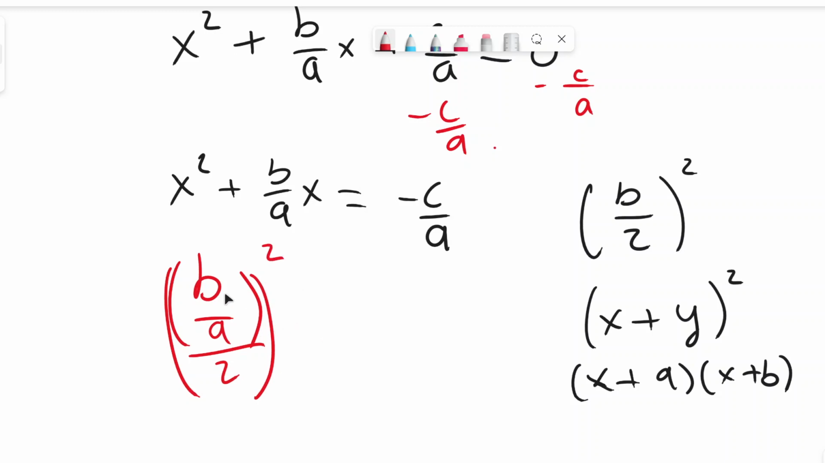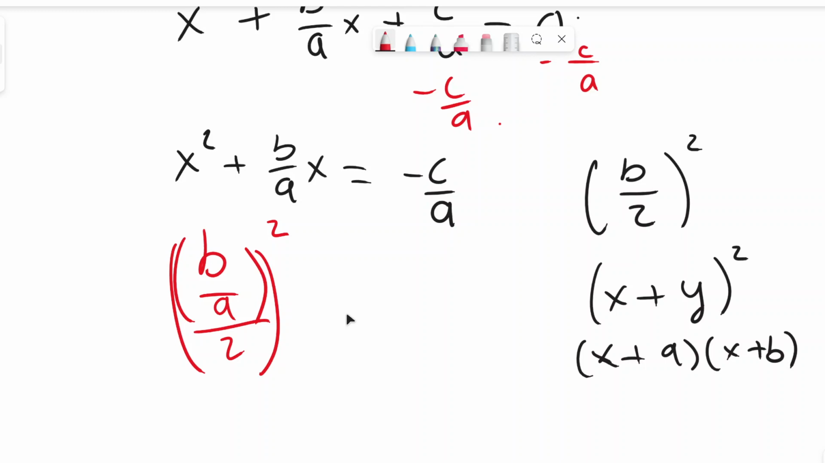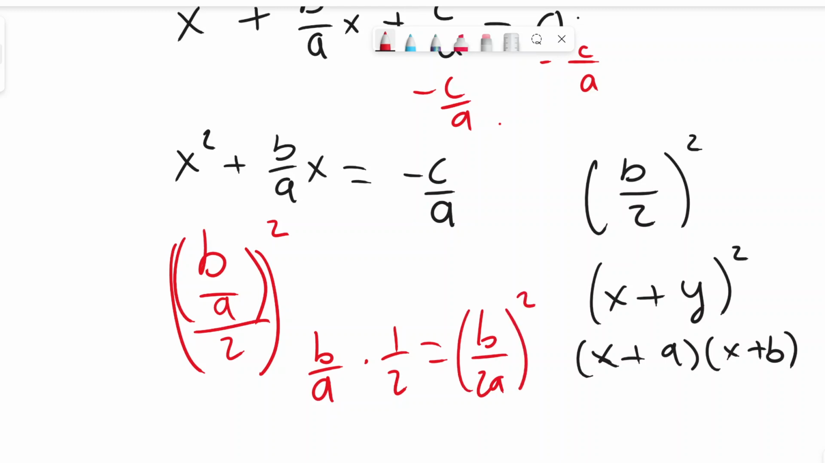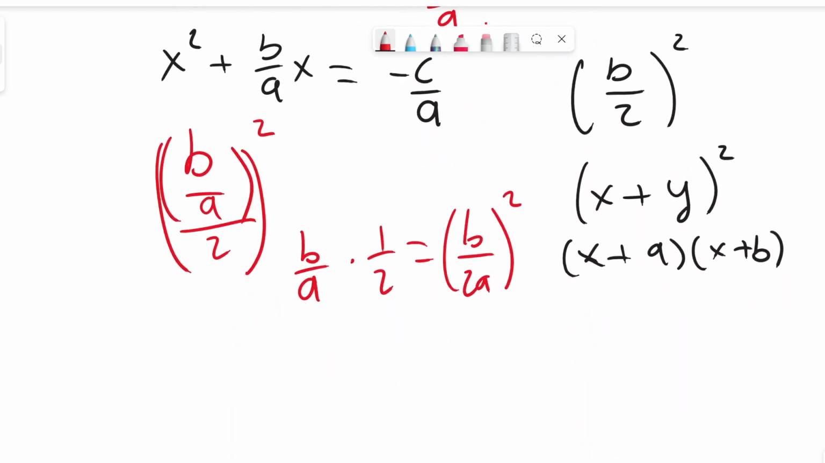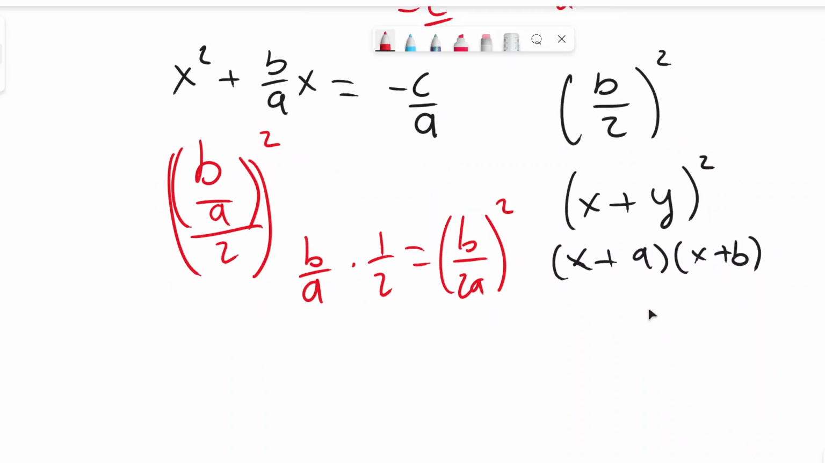b over a divided by 2 is the same as multiplying by 1 over half, so we have b over 2a. Then we have to square that, which is the same thing as b squared over 4a squared. Now we're going to add that to both sides.